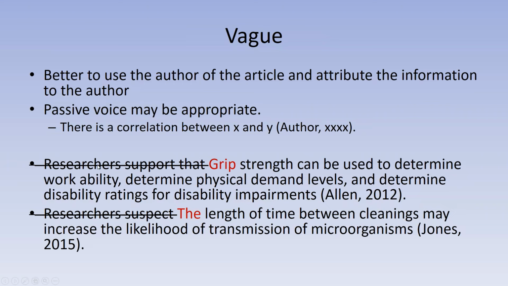So instead of having this vague researcher support, we can just make the statement and put the author's name at the end. Same thing here. Instead of having this vague researchers suspect, we can just go ahead and use the sentence that's perfectly good and have the citation at the end.